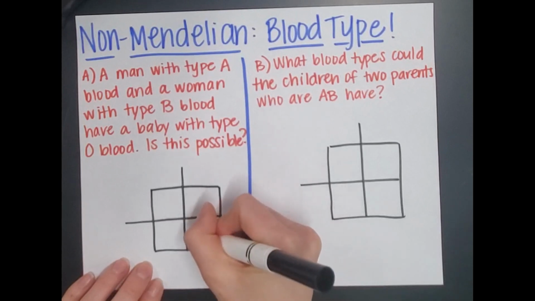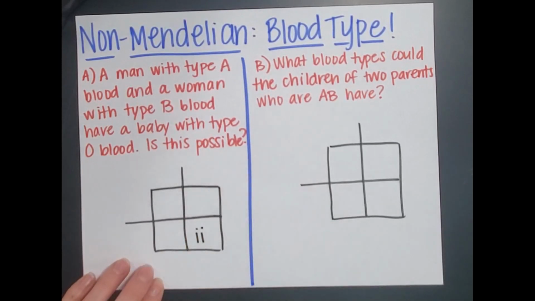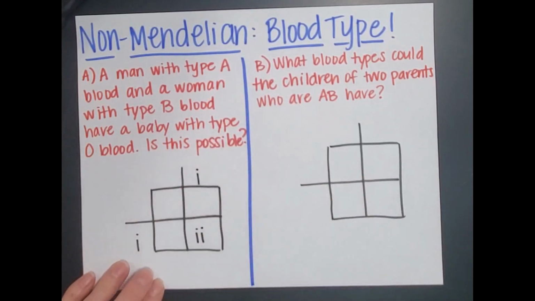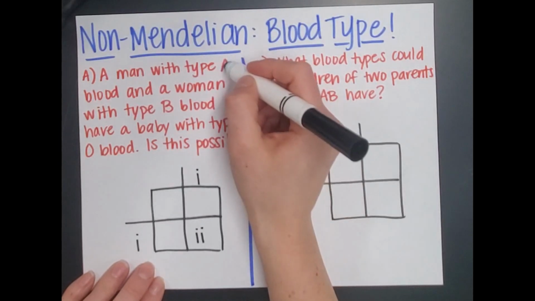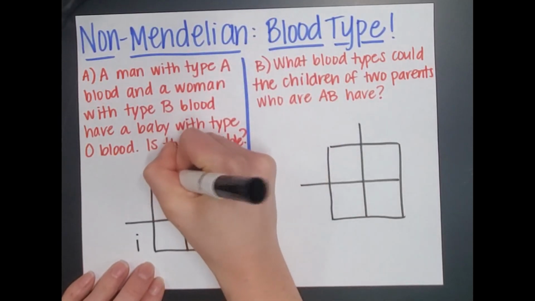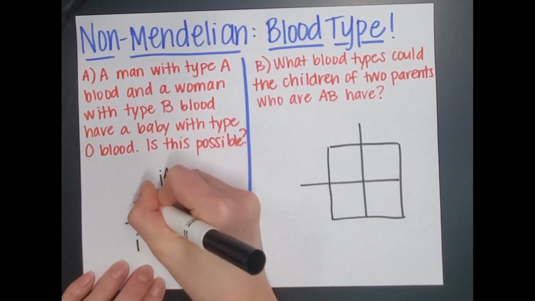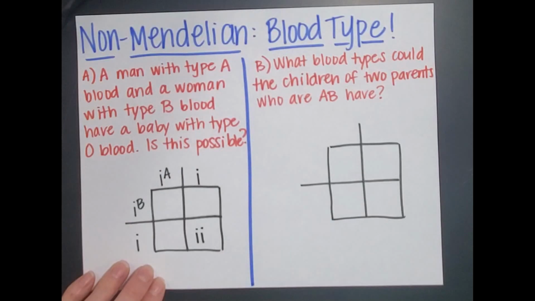I'm going to put type O blood in this far corner. Type O is going to be little i. There are no dominant alleles, it's just type O. So for that baby to have type O blood, each parent has to have a little i allele. The other information we have is that the man is type A blood, so he has to have at least one I^A allele, and the woman is type B blood, so she has to have at least one I^B allele. Is this a possibility? Let's check.